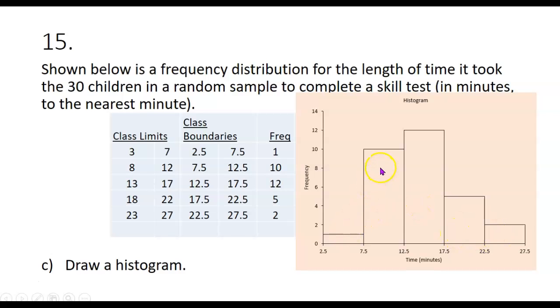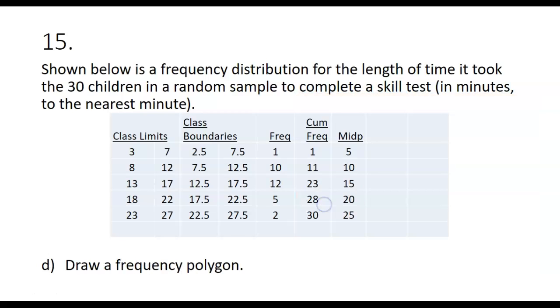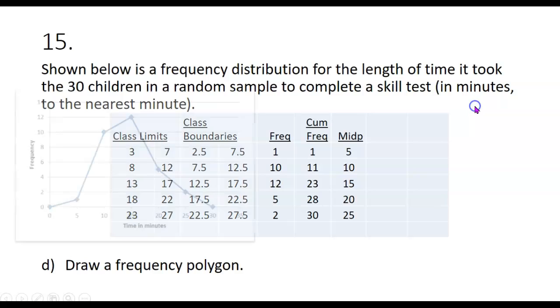And then the height of each bar is the frequency of that class. 1, 10, 12, 5, and 2. And I did use a consistent scale, 0 to 1 to 2 to 3 to 4, and so on. A frequency polygon would look like this.